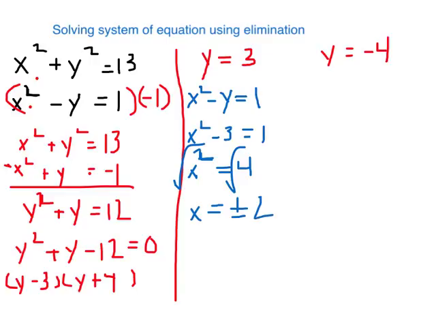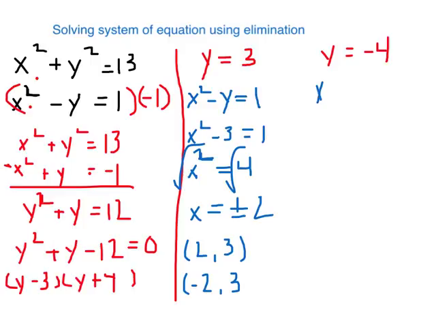Now, let's write those out as points. That means when x is 2, y is 3, or when x is negative 2, y is also 3. So there's 2 points from that solution. Let's go and solve here for the y equals negative 4.